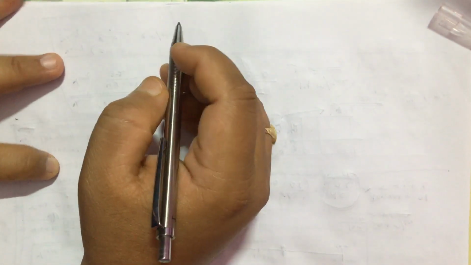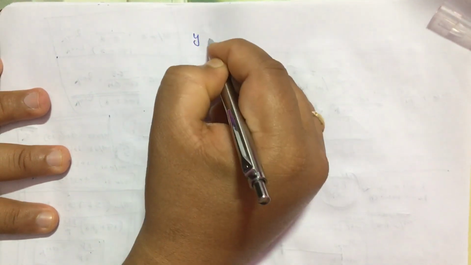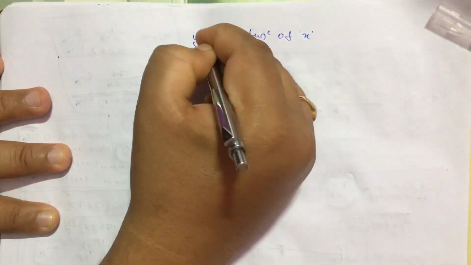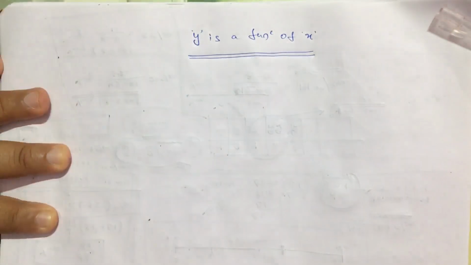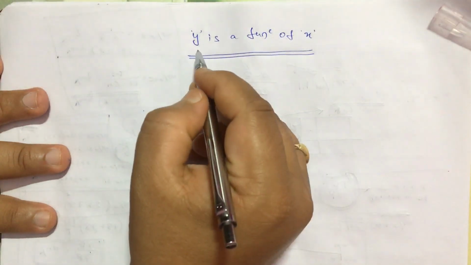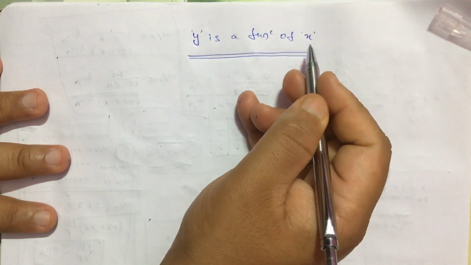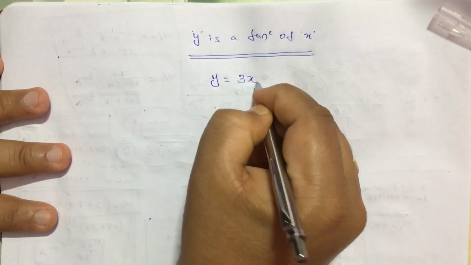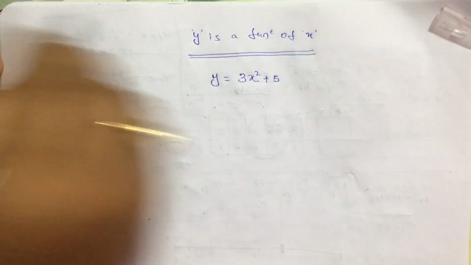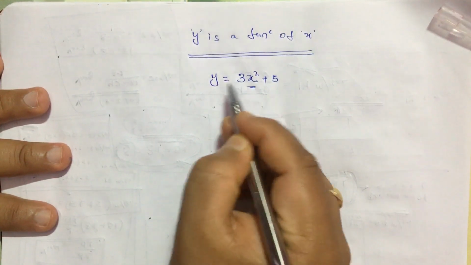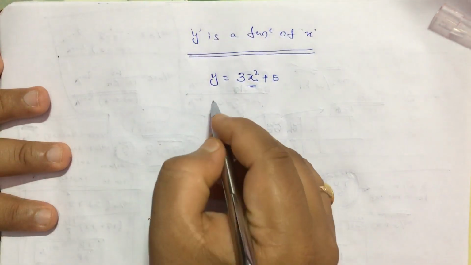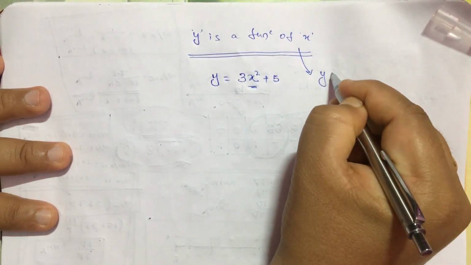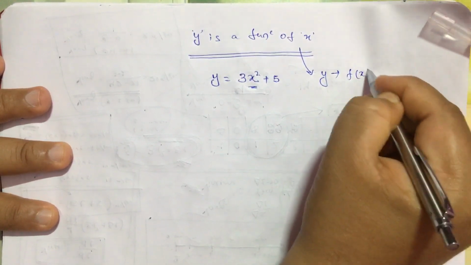What is a function? If I am telling y is a function of x, what does this line mean in mathematics? It means the value of y changes when the value of x changes. For example, if I am writing y equal to 3x square plus 5, you can see that when x changes, y is obviously going to change. So I can tell y is a function of x, and I can write it as y = f(x).